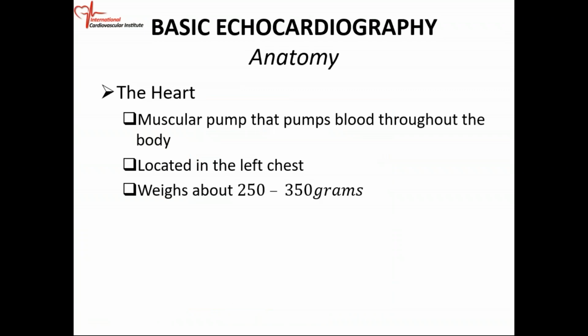Now, you need to know a little bit more about the heart because you're going to take pictures of the heart. So you have to know something about the heart. The heart is essentially a muscular pump. The heart is made up mainly of muscles. It pumps blood throughout the body. It is located more in the left chest, so it's slightly towards the left side. The normal weight of the heart is about 250 to 350 grams, slightly less in females and a little bit more in males.